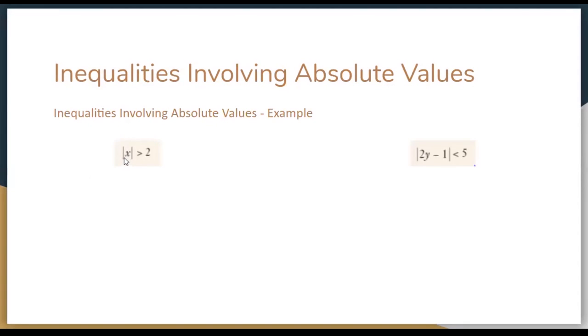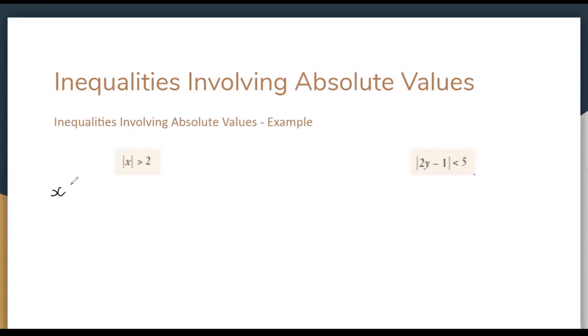First of all, we have the absolute value of x is greater than 2. So now there's two cases that we have to be considering when we do this. The first case is that x is positive. And if x is positive, then our positive x is going to be greater than 2, because if x is positive, then the absolute value of x is just going to be equal to x. So we know that x would be greater than 2. So this is case 1.